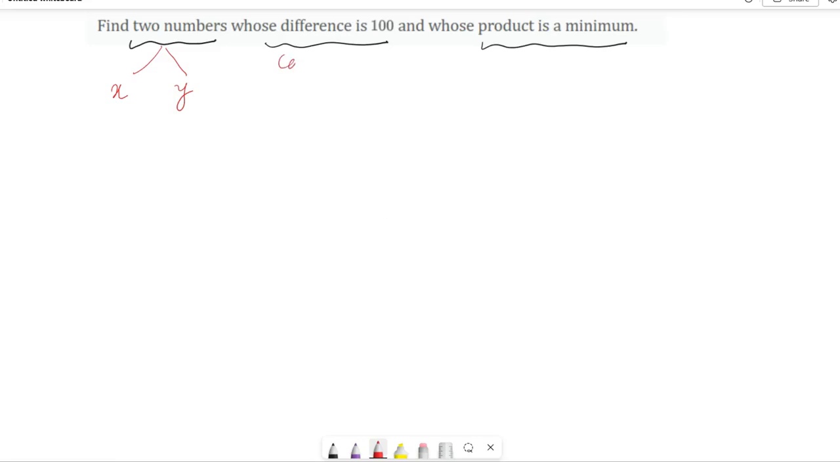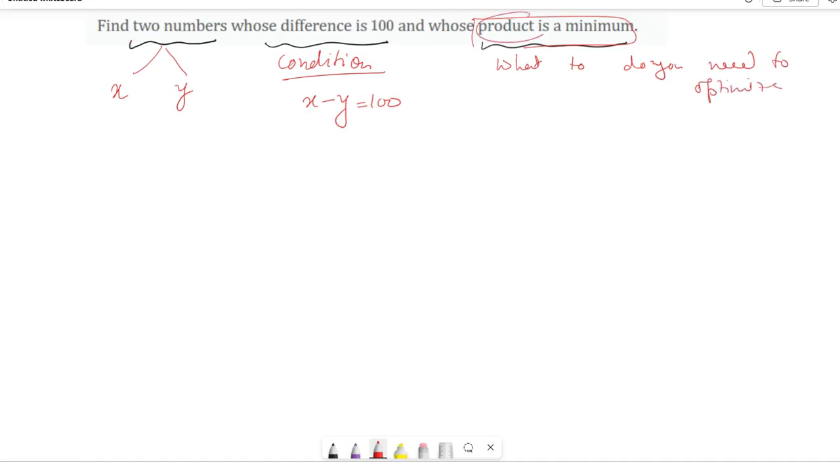What is the condition? The condition is that their difference should be 100. What do you need to optimize? We need to optimize their product. We want that to be minimum. Okay, product is X times Y.